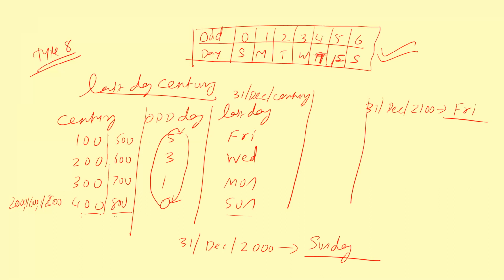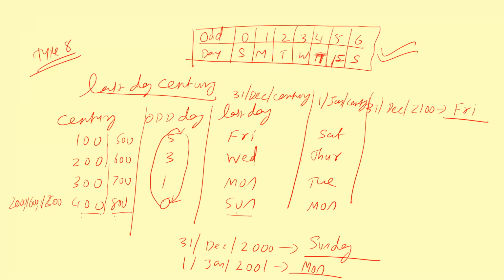One more interpretation: if this is the last day, what will be the first day of the century? For example, 31 December 2000 is Sunday. What is 1 January 2001? This is the next day. This is the last day of the 20th century, and this is the first day of the 21st century. So if this is Sunday, this must be Monday. So if a century ends with Friday, the next day, Saturday, will be the century's first day. If it ends with Wednesday, the next day will be the first day of the century. If it ends with Monday, the next day will be the first day of the century. If it ends with Sunday, the next day will be the first day of the century.